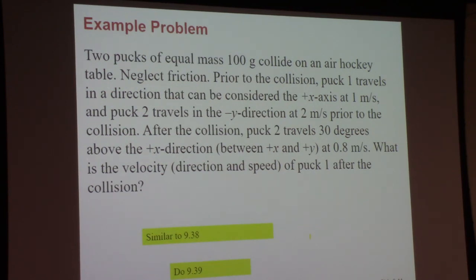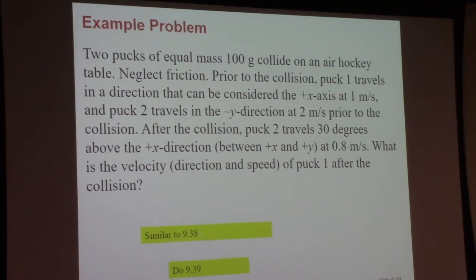Puck 2 travels in the negative y direction at 2. This is prior to the collision, so this is the initial stuff that's going on. After the collision, puck 2 travels 30 degrees above the positive x direction. At point 8, what is the velocity, both the direction and the speed, of puck 1 after the collision? And then this one is similar to 38 on the homework.